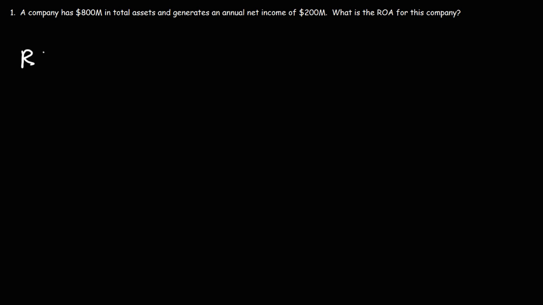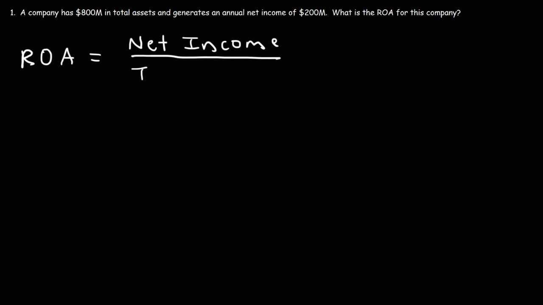To calculate the ROA, we could use this formula. It's equal to the net income generated by the company. This is the net income over the last 12 months, divided by the total assets. And if you want to express the ROA as a percentage, you need to multiply this by 100%.